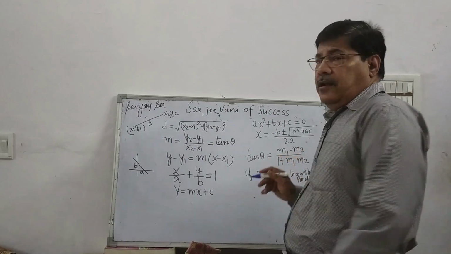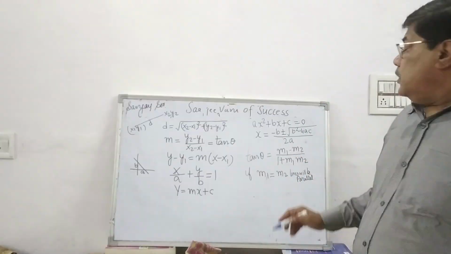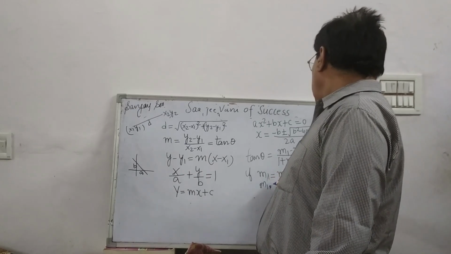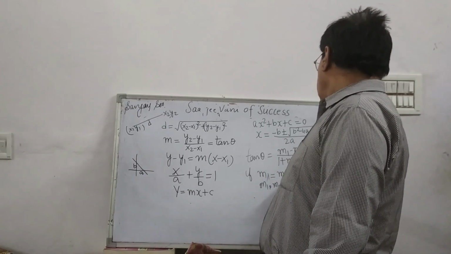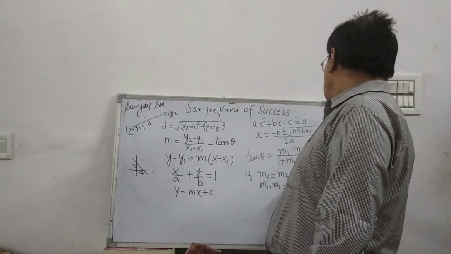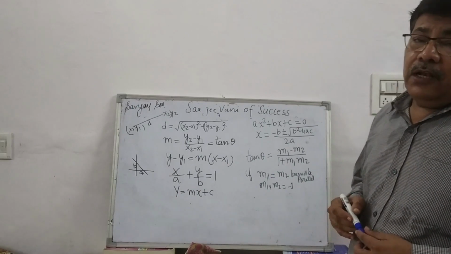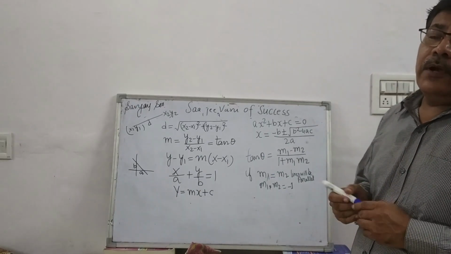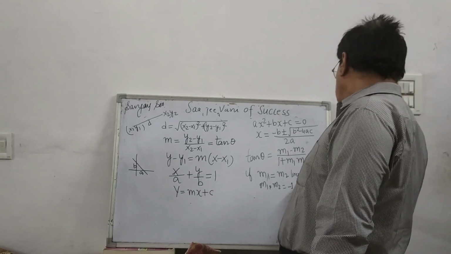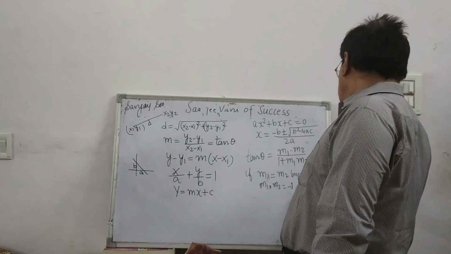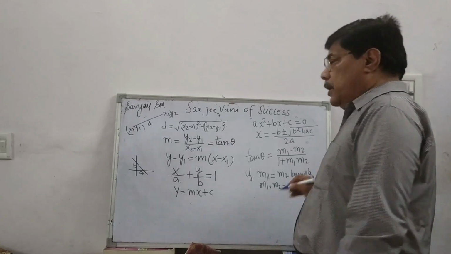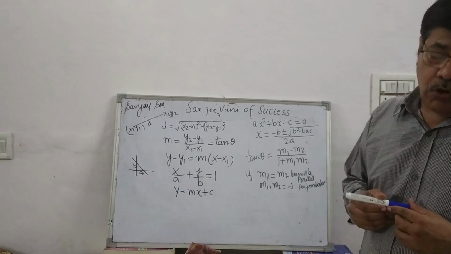And suppose the product of these two, m1 into m2, you find out the product and it comes minus 1, then the lines will be perpendicular to each other. Perpendicular. I think these formulas are clear to you all.